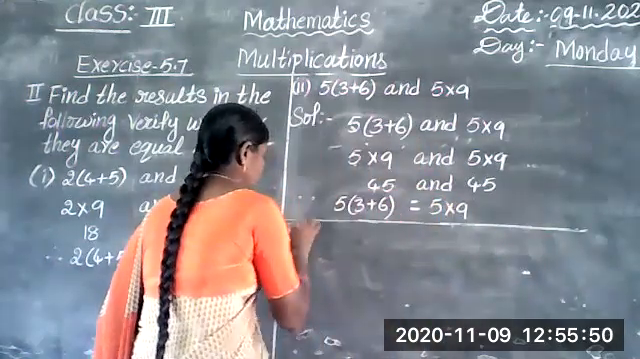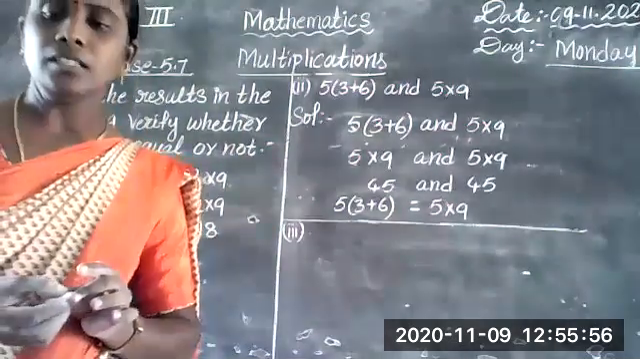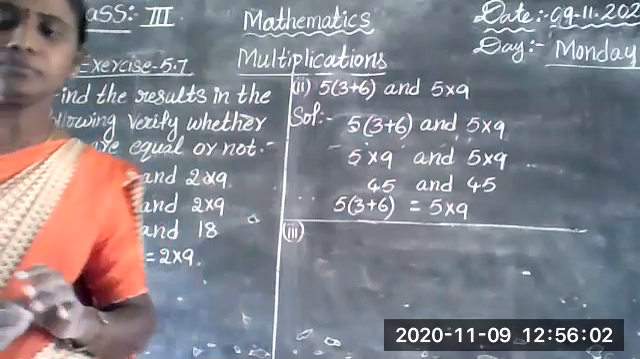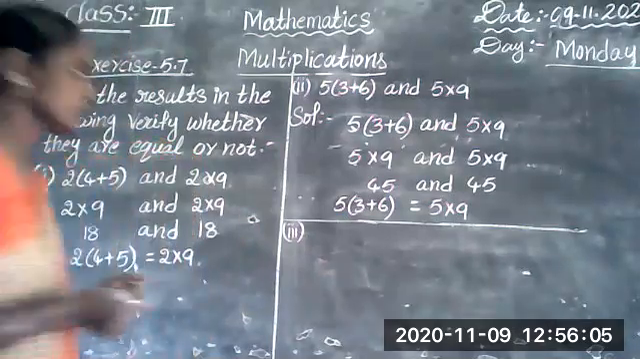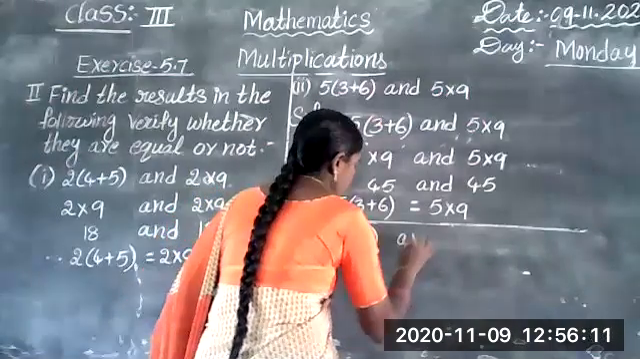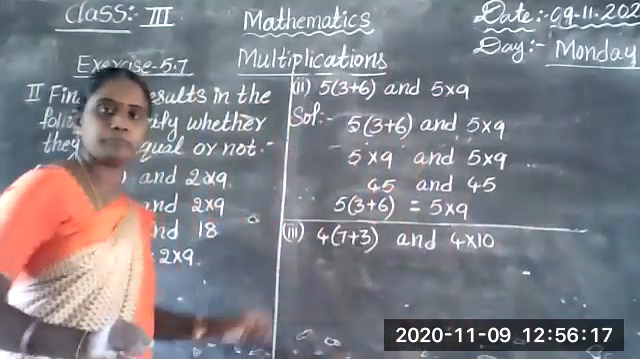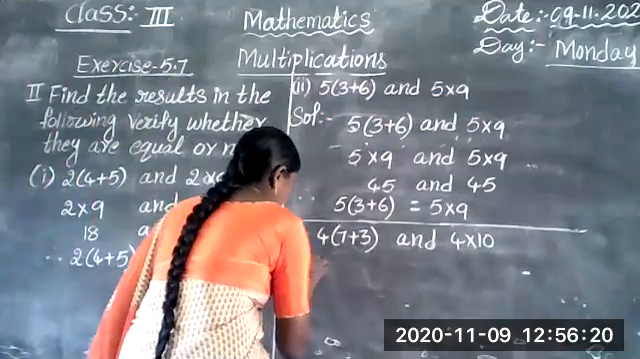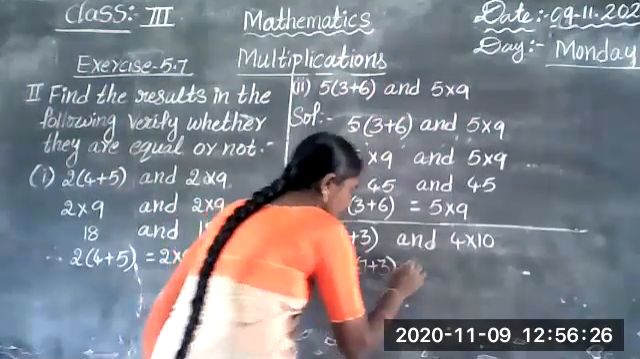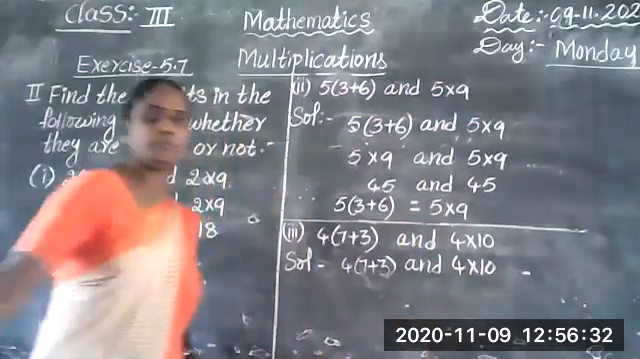Next, one more. In the second bit also, 5 problems are there. I am explaining 3 problems. The remaining 2, try on your own. 4 into 7 plus 3, and 4 into 10. 7 plus 3.